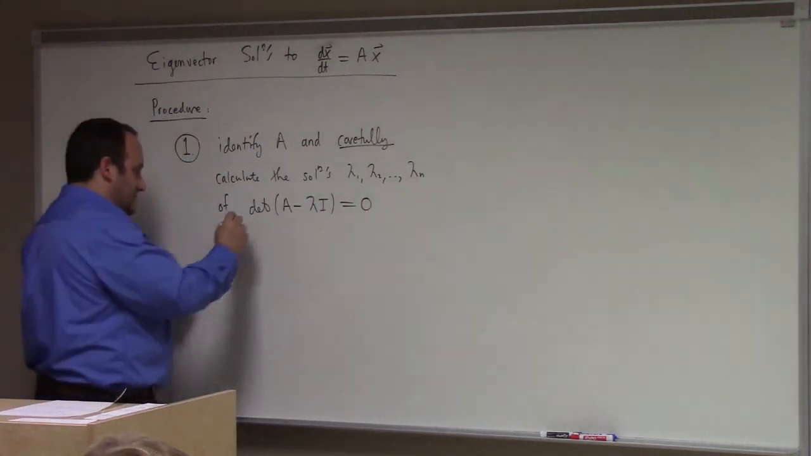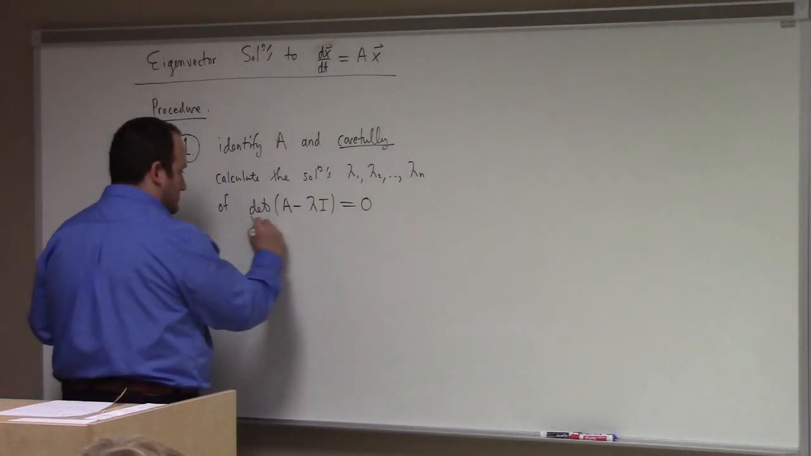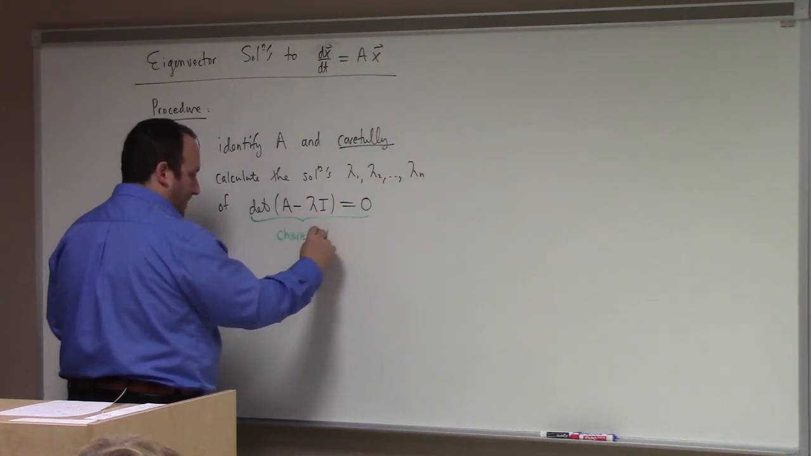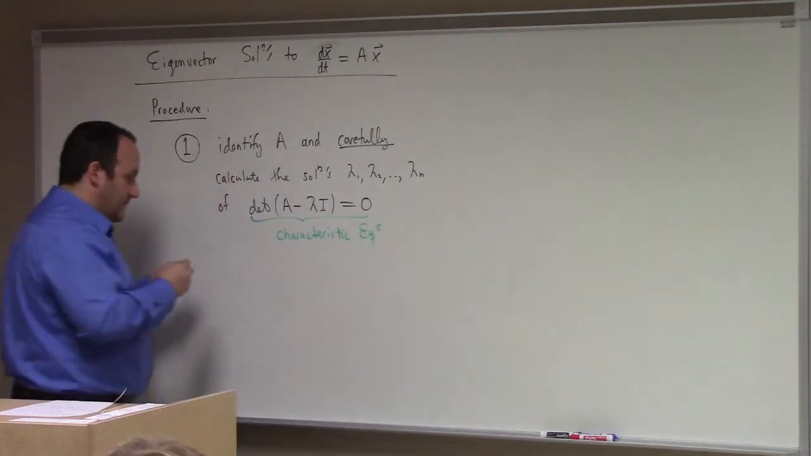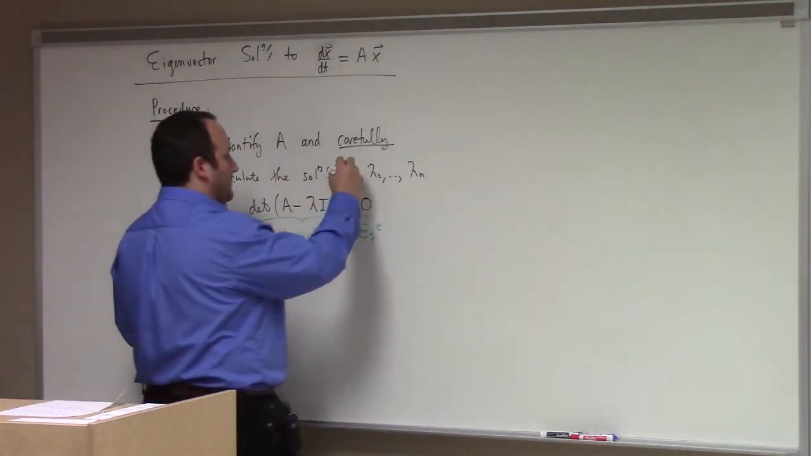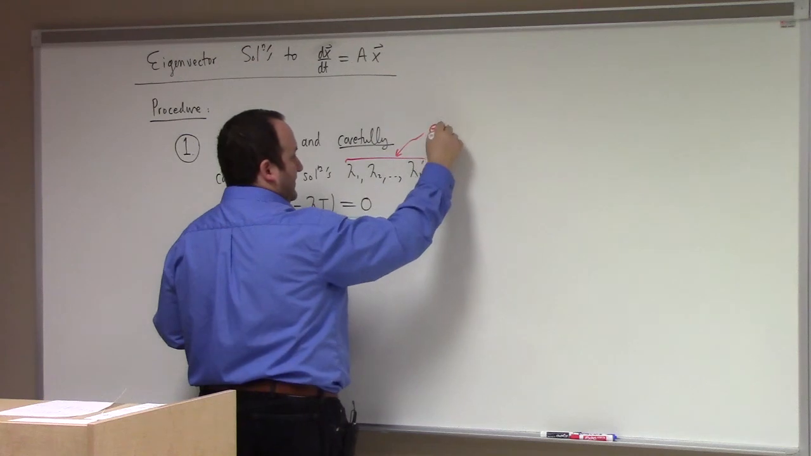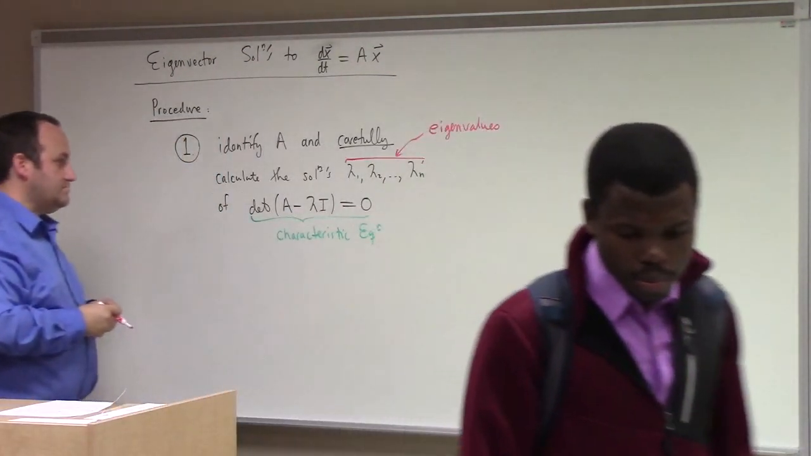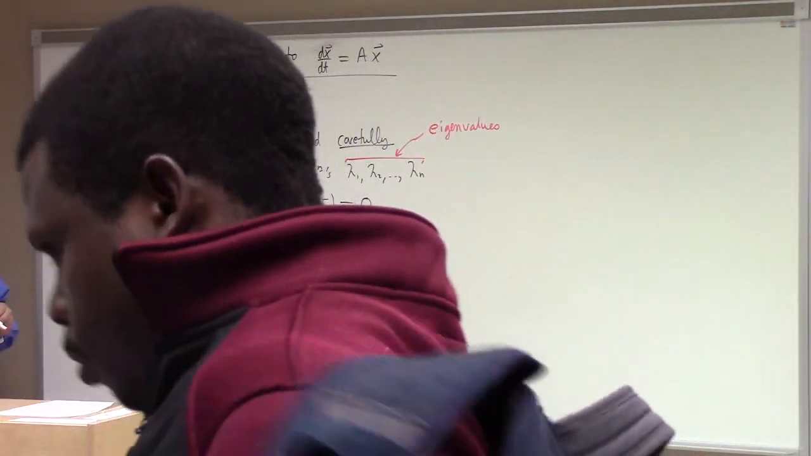What is this called? This is called the characteristic equation, right? The solutions to the characteristic equation are called the eigenvalues. All right? Eigenvalues are the solutions to the characteristic equation, right?